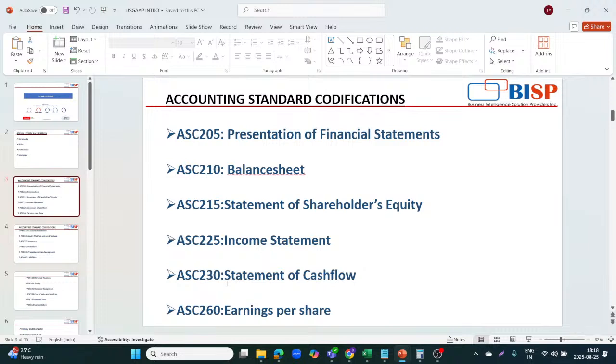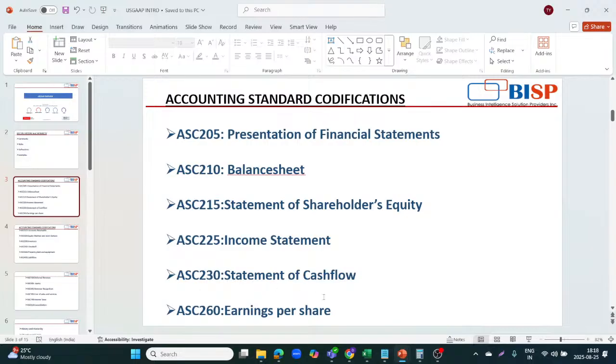Similarly, in US GAAP, how the statement of cash flow will be prepared, what kind of methods will be there? Are the same terminologies used, that is cash flow from operating activities, investing and financing activities, or will some different pro forma be given? So we will see all those details in ASC 230.